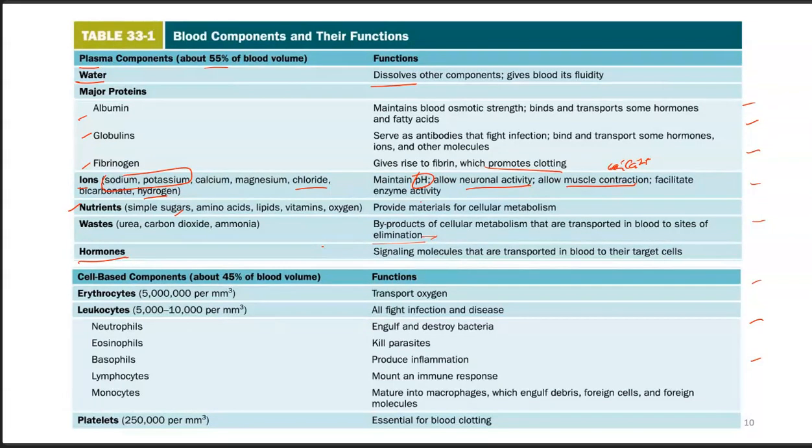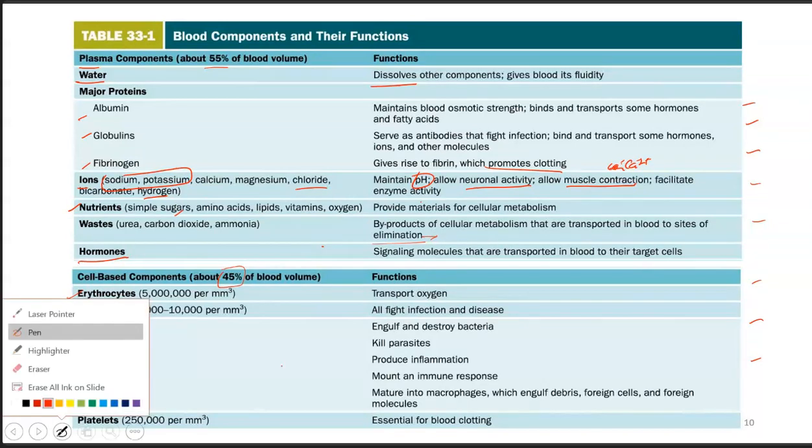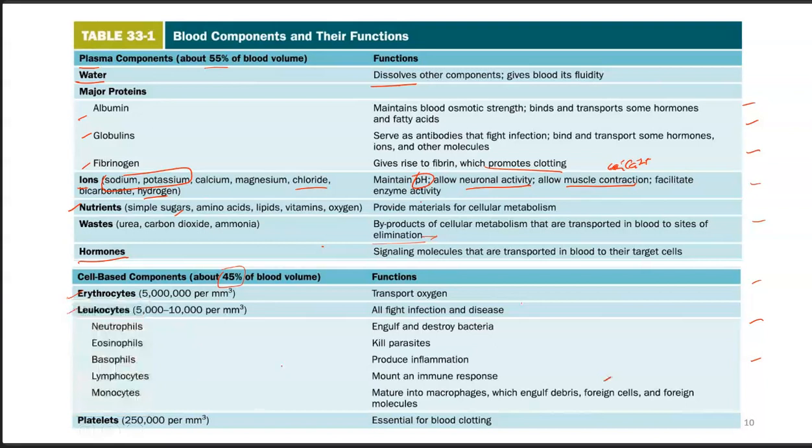And then the cellular elements, which make up 45% of the blood, contain red blood cells, erythrocytes, white blood cells, and also platelets. So these are the functions. Red blood cells, for 1 microliter, contain about 5 million red blood cells, which function to transport respiratory gas, oxygen and also carbon dioxide.